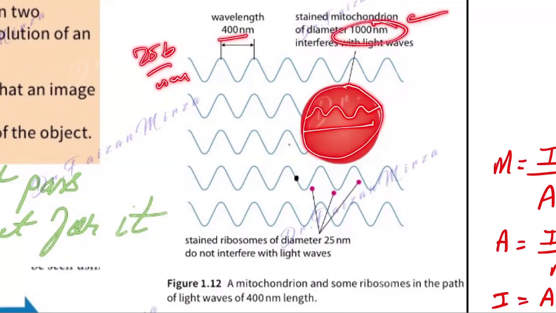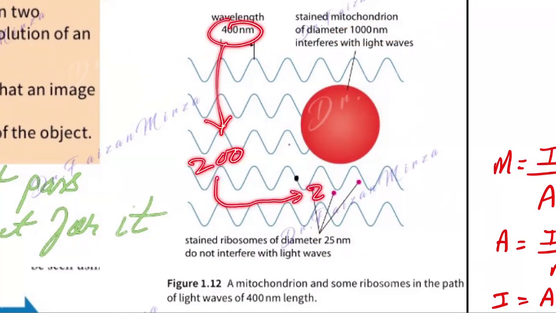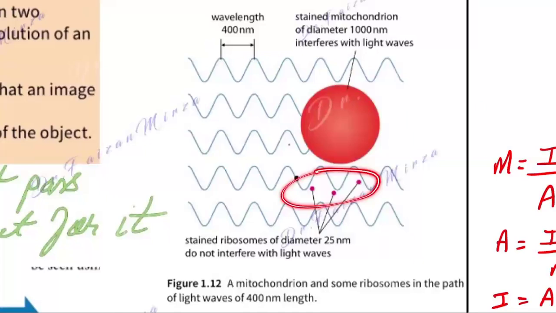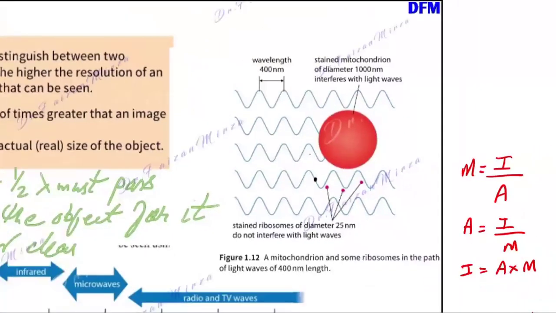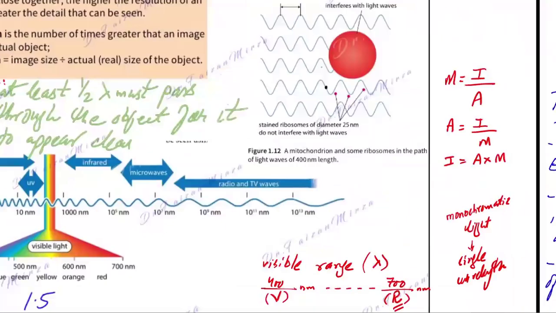So this is the mitochondria. We can see this mitochondria, but ribosomes are very tiny structures, as small as 25 nanometers. So can a light of 400 nanometers, whose half wavelength is 200, pass through an object which is 25 nanometers in itself? Obviously, it cannot pass. So this structure, which is smaller than 200 nanometers, will not be visible to you using the light microscope. And this is exactly where the electron microscope comes into use.